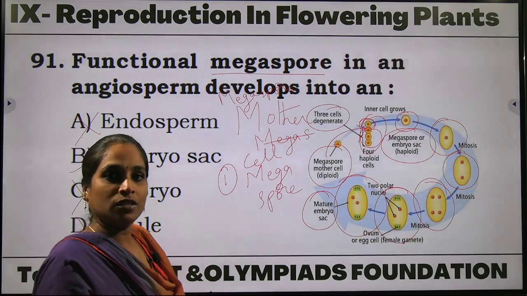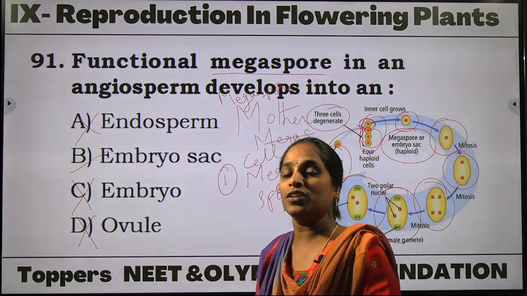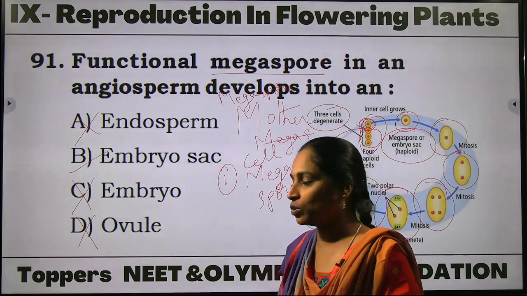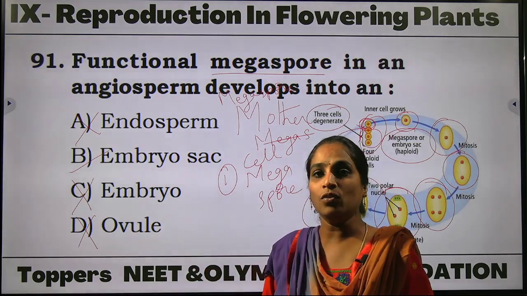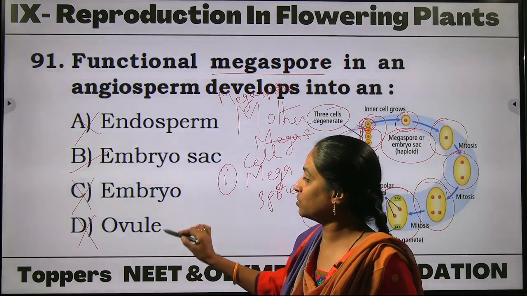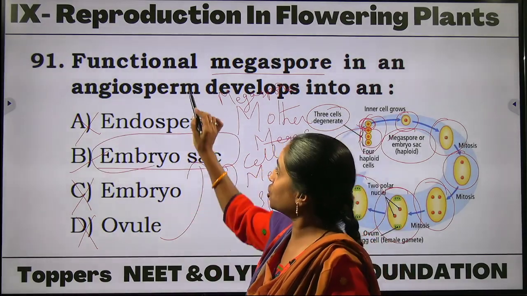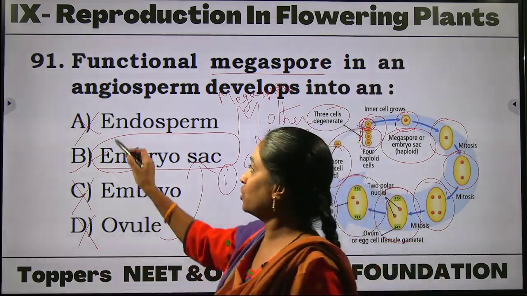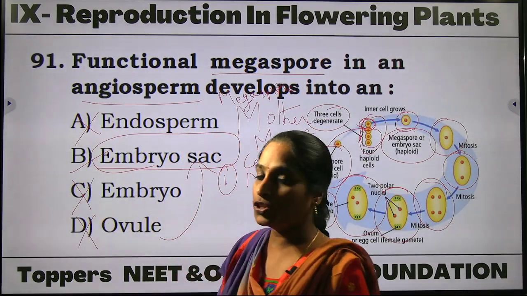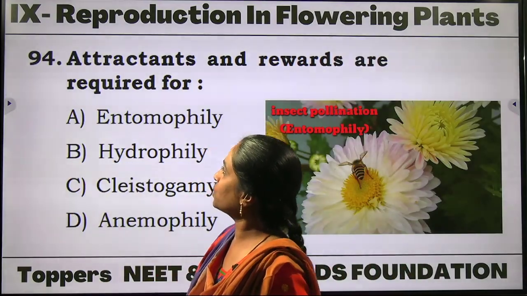In the animals or in the plants also, the zygote will be developing by mitotic cell division and forms the embryo. This is not the correct option, and option D is the ovule. Ovule is the female gamete. Inside the female gamete we can observe the embryo sac. This is formed by the functional megaspore. In which kind of plants? Angiosperms. In the angiosperms. Understood, dears? Very good. Coming to the next question.